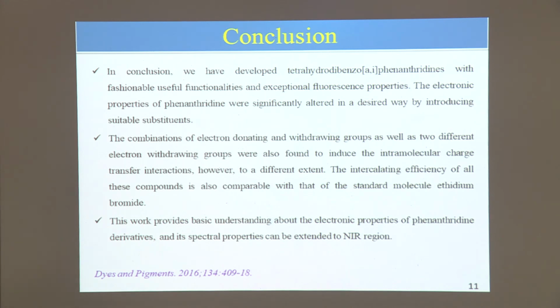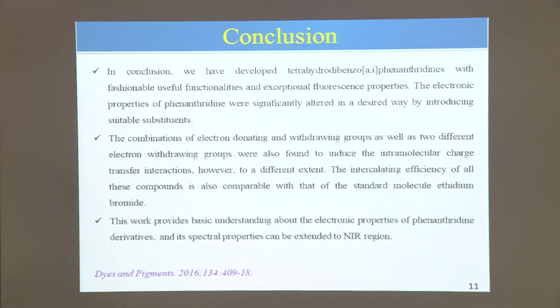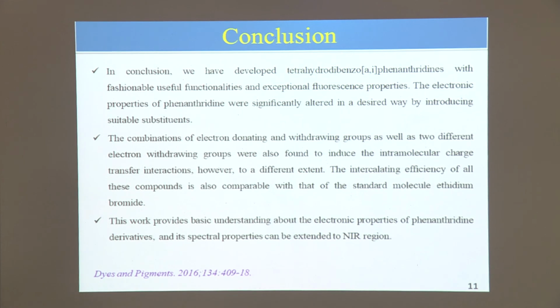The combinations of electron donating and withdrawing groups as well as two different electron withdrawing groups were also found to induce the intramolecular charge transfer interactions, however to a different extent. That is why we are getting a red shift and blue shift. So here we are getting red shift, and this is due to the ICT, that is intramolecular charge transfer. The intercalating efficiency of all these compounds is also comparable with that of the standard molecule ethidium bromide.